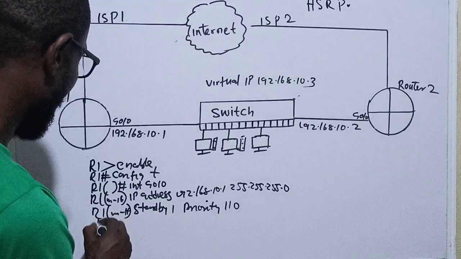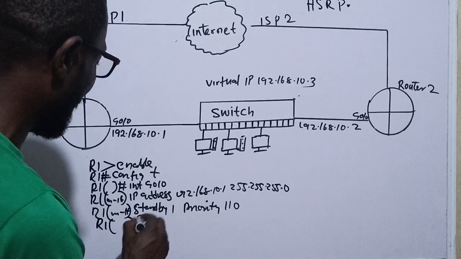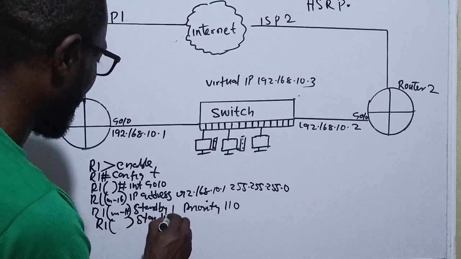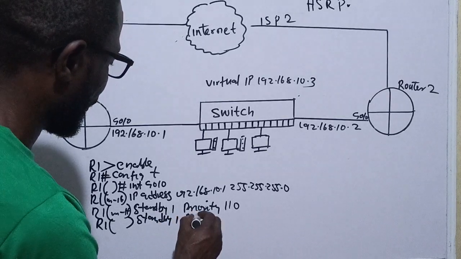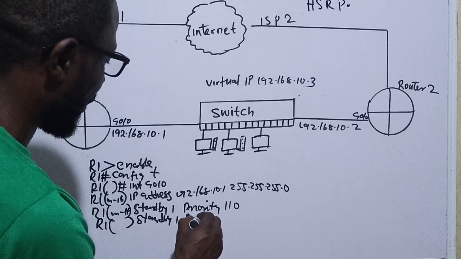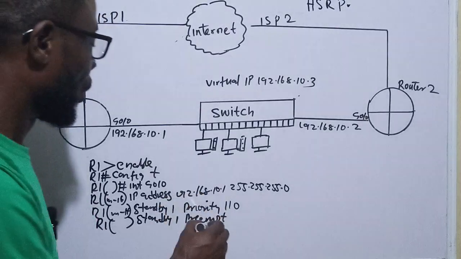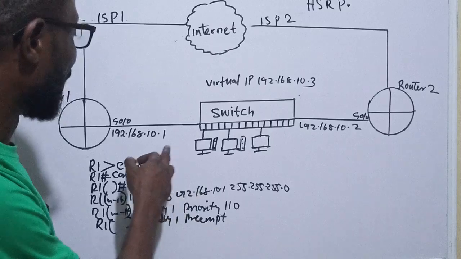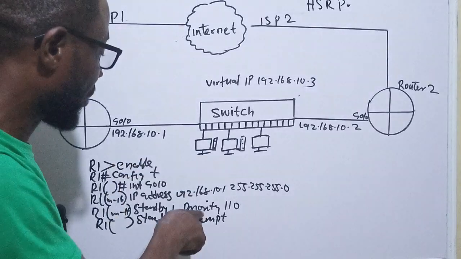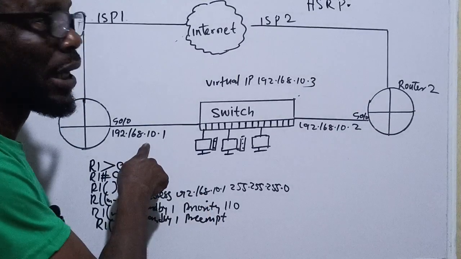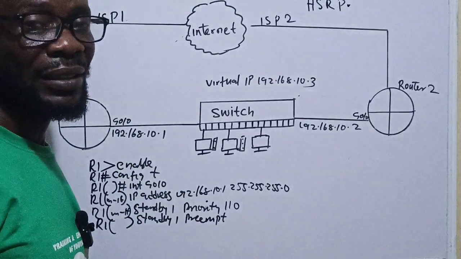Then you hit enter. You're still in interface configuration mode, where you put standby 1. The 1 is the group. Standby 1 preempt. You hit enter. This preempt will ensure that when this link goes down, this link takes over, and if this link is restored, this router takes over back as the primary router, that is, the active router.